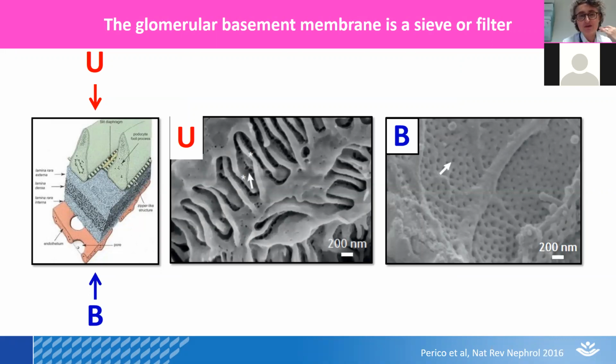I'm showing it to you here, where I put the red U is the urinary side. You see these are the foot processes of the podocytes. And from the blood side, where you see the blue B, is the special wall of the capillaries, which is made up of all the little holes that filter the blood. So you see how this is a very fragile, extremely complicated structure that produces urine every day within our kidneys.